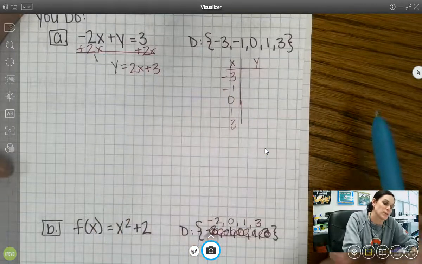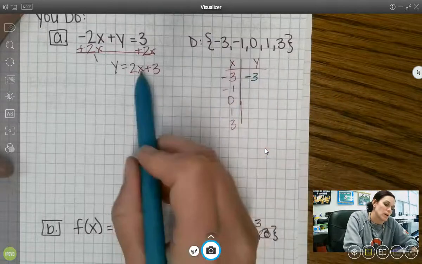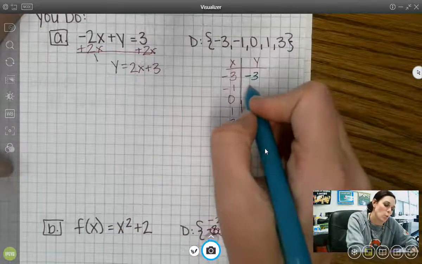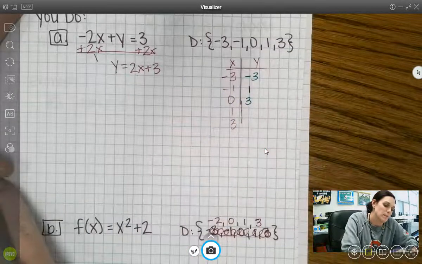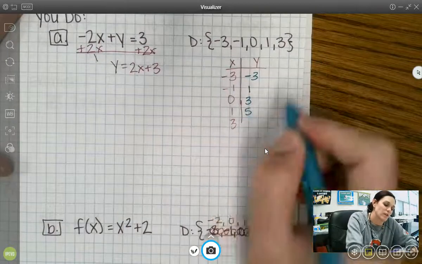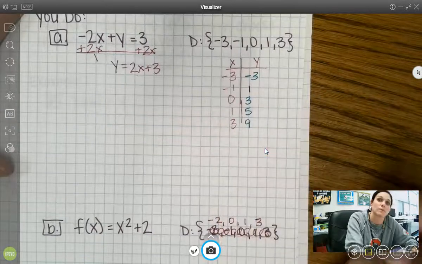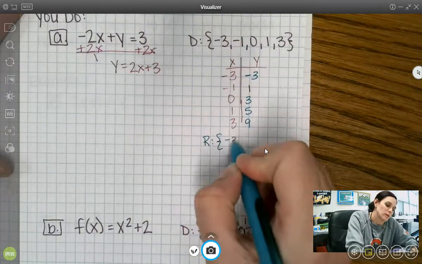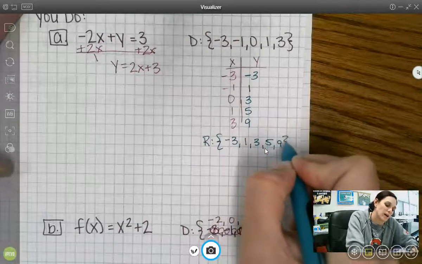-3 times 2 is -6. -6 plus 3 is -3. -1 times 2 is -2. -2 plus 3 is 1. 0 plugged in would be a +3. 1 times 2 is 2, plus 3 is 5. And then 3 times 2 is 6. 6 plus 3 is 9. So the range of each of these is -3, 1, 3, 5, and 9.